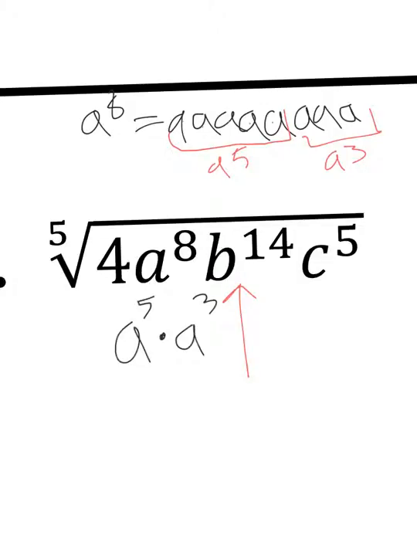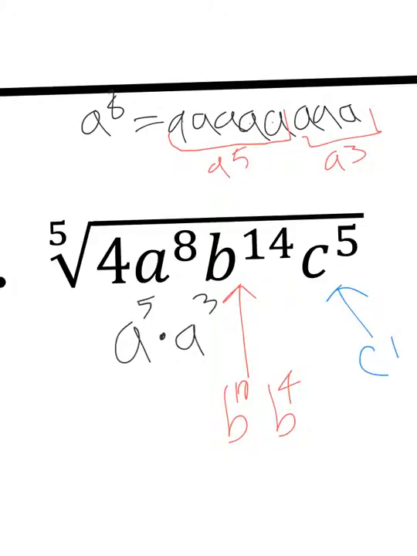So with this b to the 14th, well, 14 is a bigger number, so I'm not going to use 5. I'll use 10: 5, 10, 15, 20. So I'll use b to the 10th and b to the 4th, okay? And with the c, well, c is to the 5th power, so when we divide it, that'll make c to the 1st power.